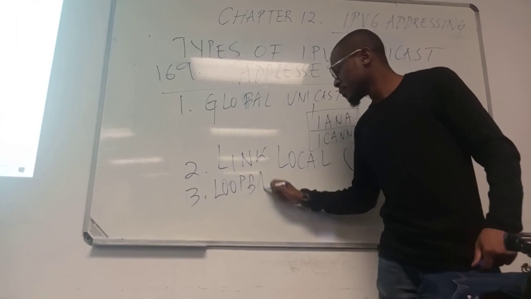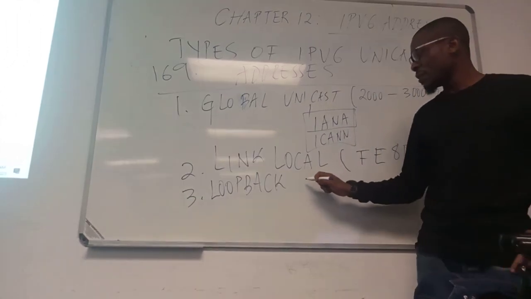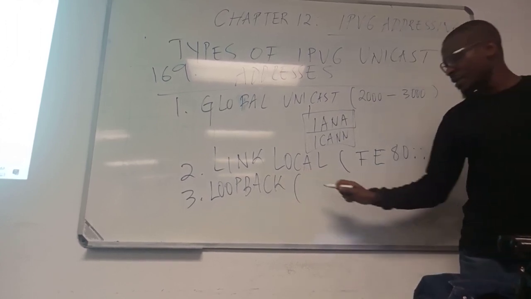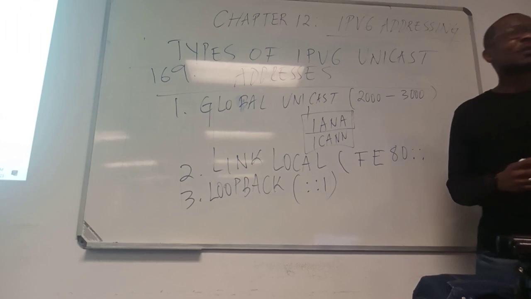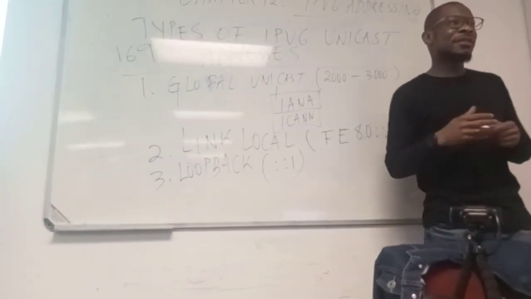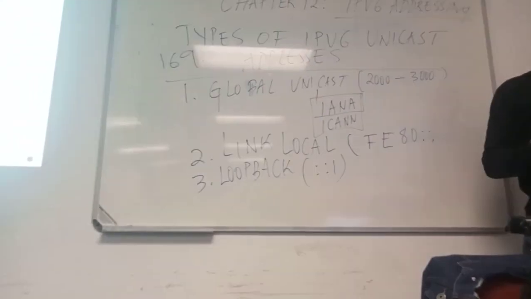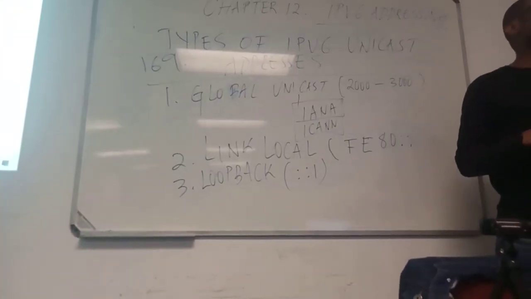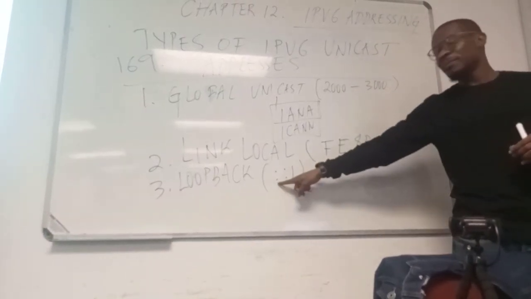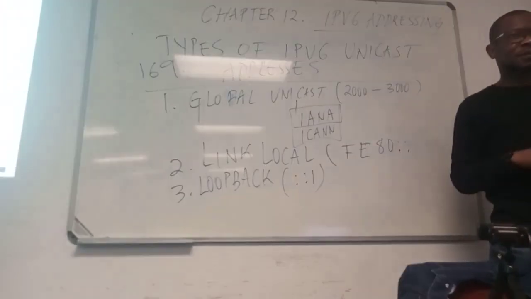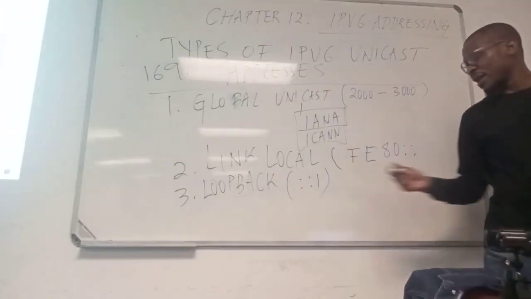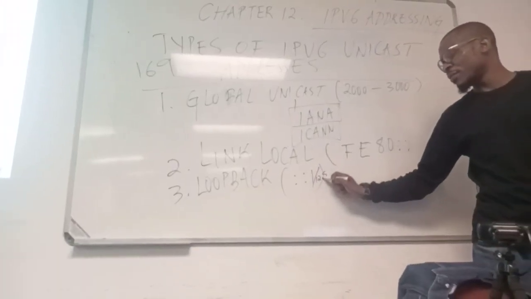Loopback. You are going to identify it by the 1 at the end. Right? So it means all zeros, but at the end there's 1. But remember for IPv4, it's 127.0.0.1. But for IPv6, it's double colon 1, right? Slash 128 if you want for subnet mask.